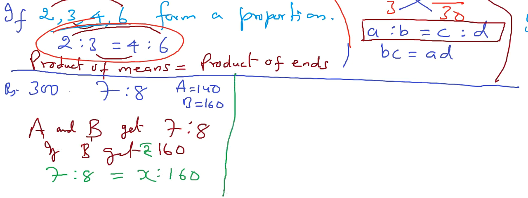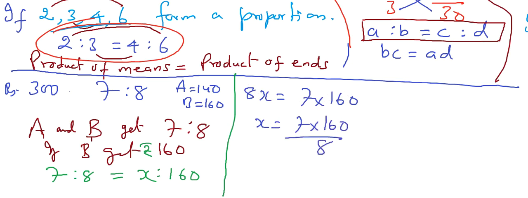So now we use the properties of proportion. The product of means, 8 into x, 8x is equal to product of ends, 7 into 160. So x is equal to 7 into 160 by 8. So 8 into 20 is 160, 20 times. We get 140. So A will receive rupees 140.